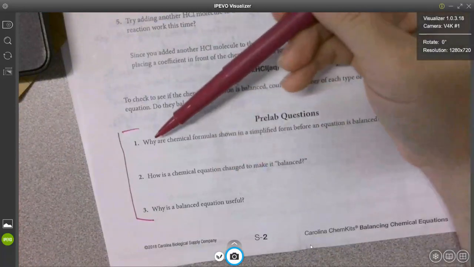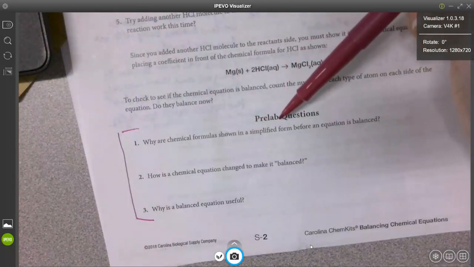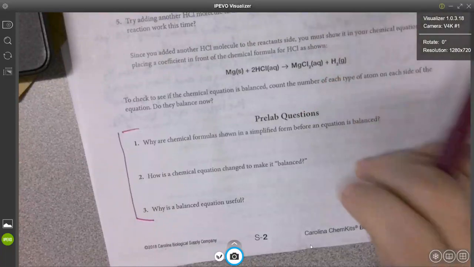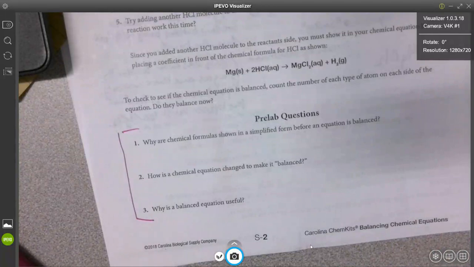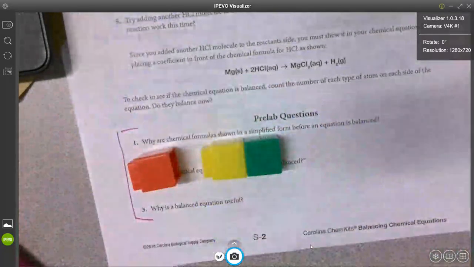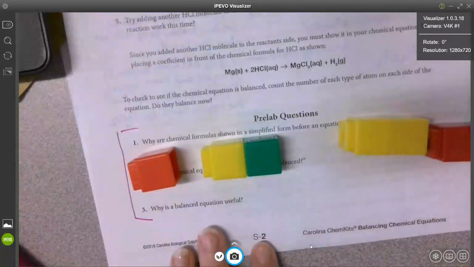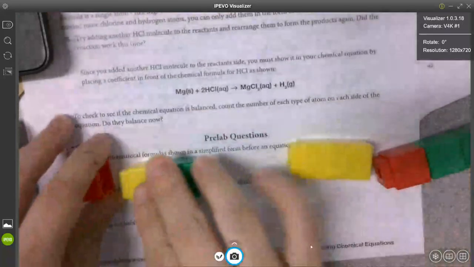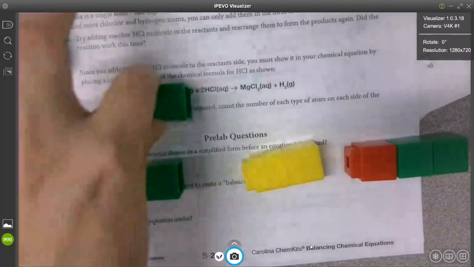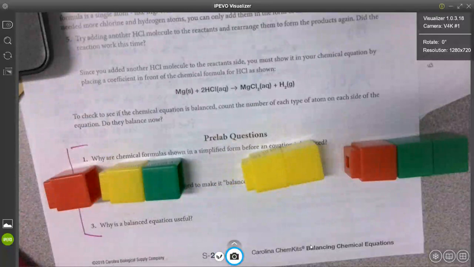So why are chemical formulas shown in a simplified form before an equation is balanced? What this question is asking is, why did I see something that was unbalanced, magnesium and hydrochloric acid, with hydrogen gas and magnesium chloride? Why did I have the reaction spelled out this way instead of showing it balanced? So make sure you have your answer.